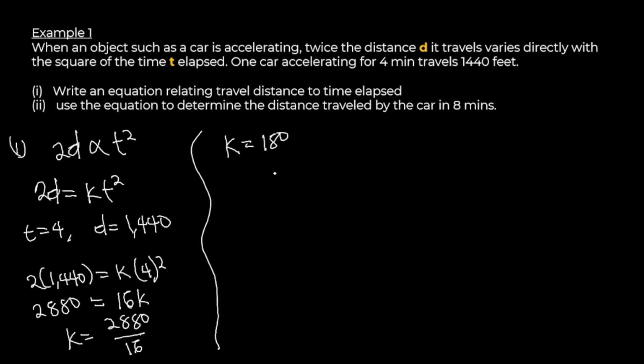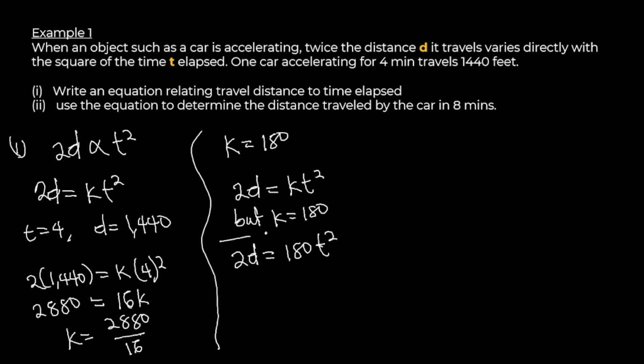Now that we have the value of our constant, we can write the equation relating the distance traveled to the time elapsed as 2d is equal to kt squared, but we found out that k is 180. So our 2d is now equal to 180t squared. This now becomes the equation relating the distance traveled to the time elapsed.